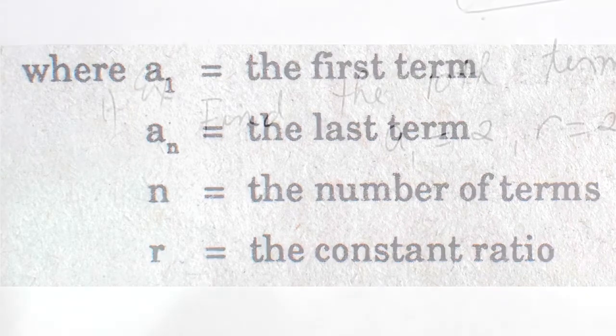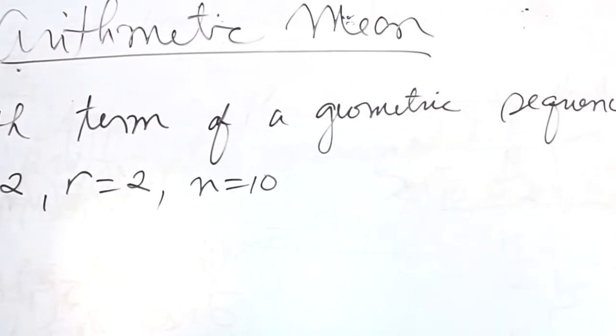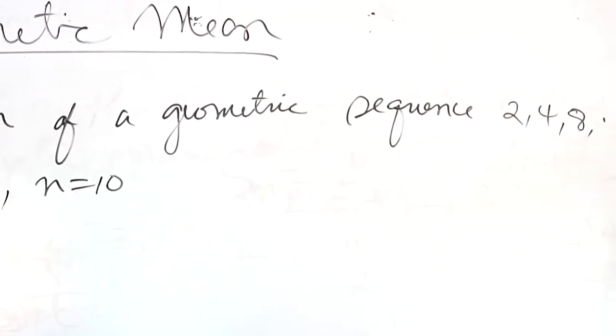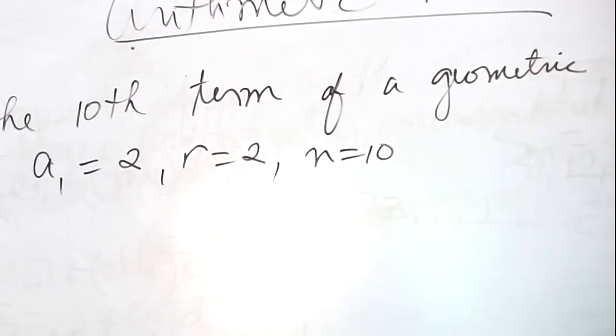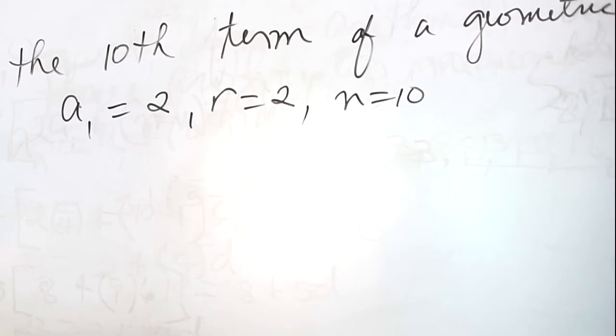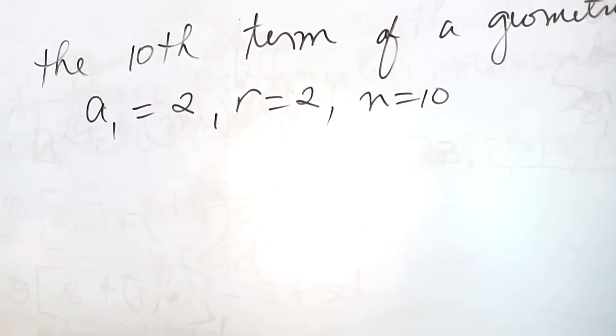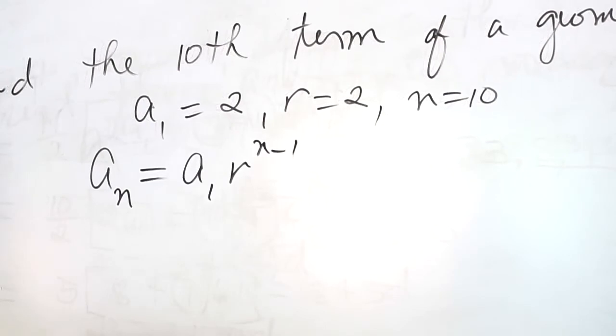Okay, example number 1. Find the 10th term of the geometric sequence 2, 4, 8, and so on. Okay, so the first term is 2. And common ratio is 2. Then we have the number of terms is 10. The formula in finding the geometric sequence, so A subscript n is equal to A subscript 1 times R raised to the power of n minus 1.